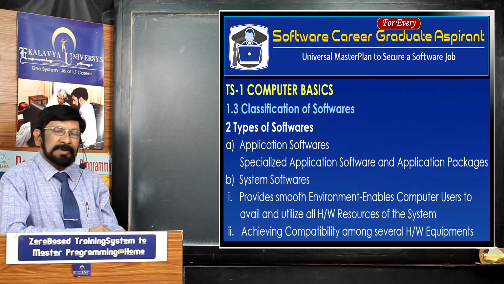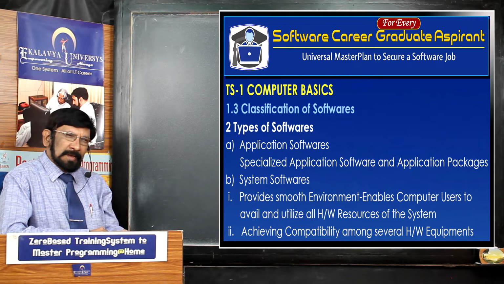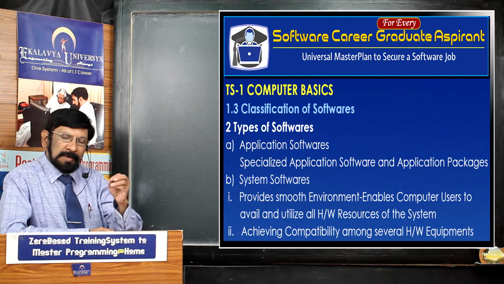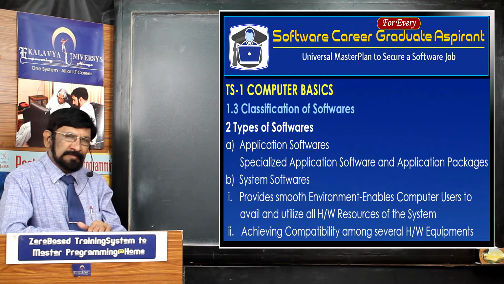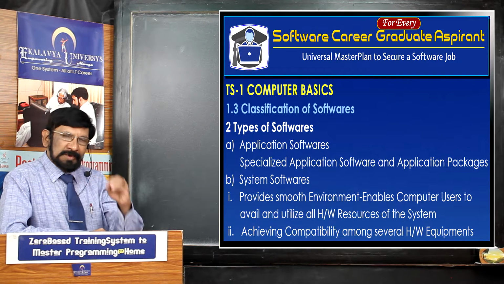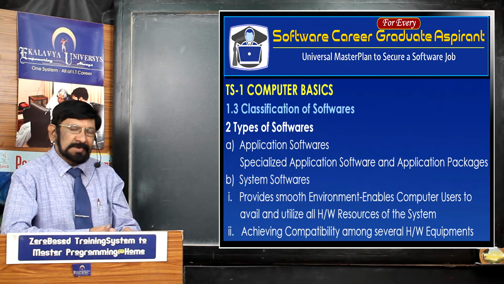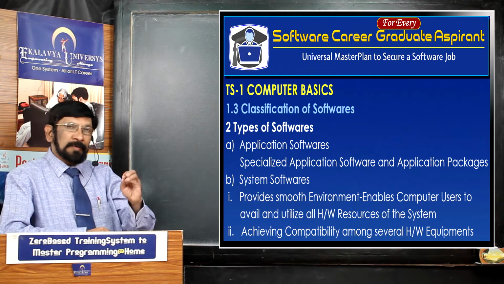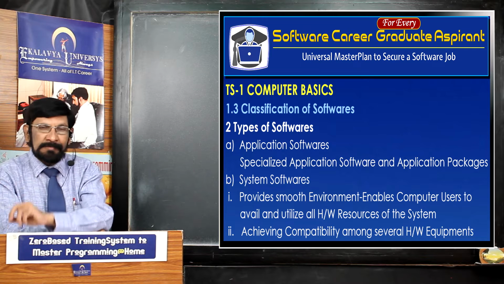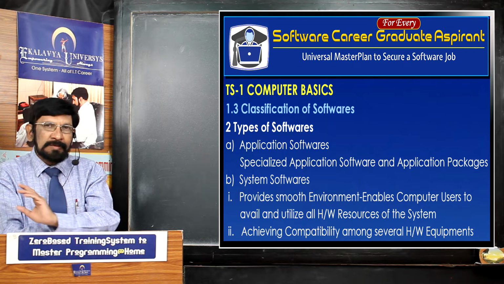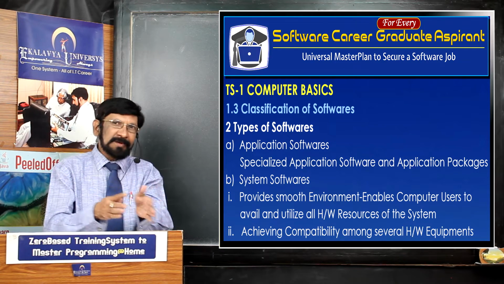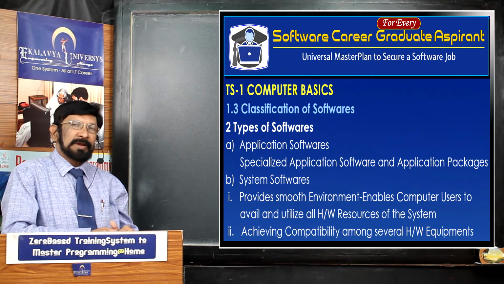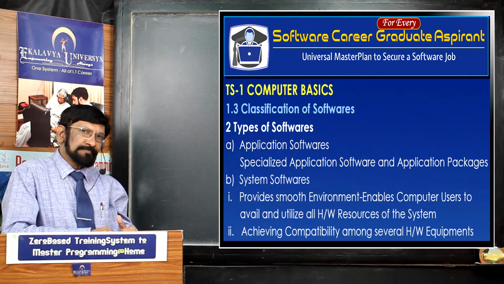Thereafter, system software. Actually, if you have hardware, meaning a computer, and application software, meaning task-oriented software, you cannot do that. You must have system software. System software is meant for the system, meaning the computer system, that provides a proper smooth environment for you. Without that, you cannot use it. Software is there, hardware is there, but without having system software, you cannot use it properly.